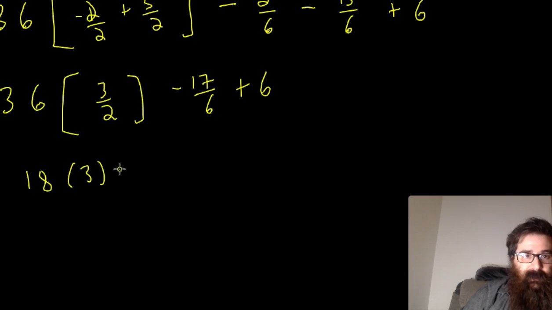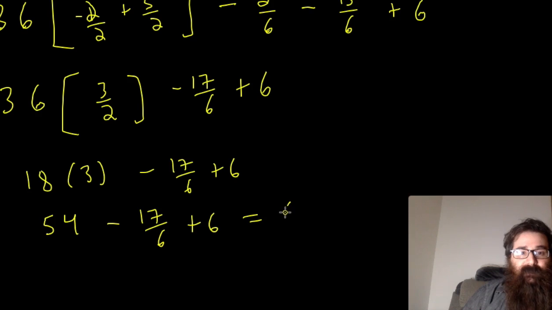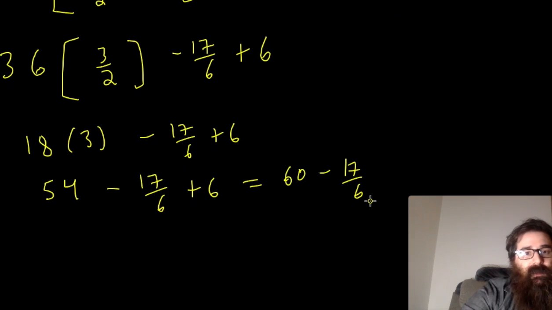I still got to multiply by 3. Minus 17/6 plus 6. Almost there. 18 times 3 is going to give me 54, minus 17 over 6 plus 6. Let me please combine these integers. 54 plus 6 is going to give me 60 minus 17 over 6.